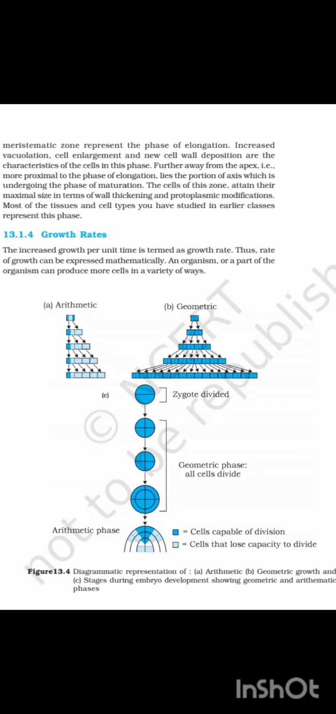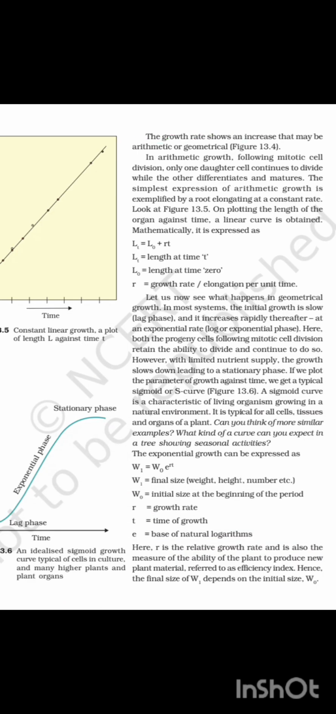Figure 13.4 Diagrammatic representation. A. Arithmetic, B. Geometric growth, and C. Stages during embryonic development showing geometric and arithmetic phases. The growth rates show an increase that may be arithmetic or geometrical. In arithmetic growth, following mitotic cell division, only one daughter cell continues to divide while the other differentiates and matures. The simplest expression of arithmetic growth is exemplified by a root elongating at a constant rate.